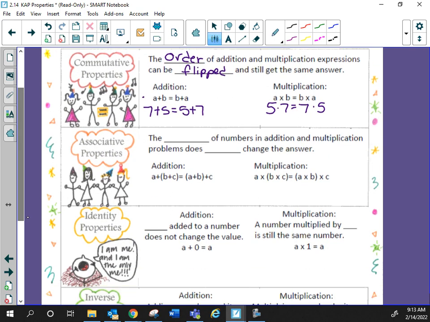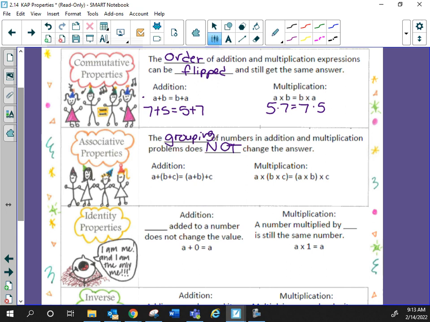Okay? Next property, the associative. Everyone say associative. Associative is a blank of numbers in addition and multiplication problems, does not blank the answer. The grouping of numbers in addition and multiplication does not change the answer. Okay? But I think Saki sort of said it. It only works if the operation is the same throughout.